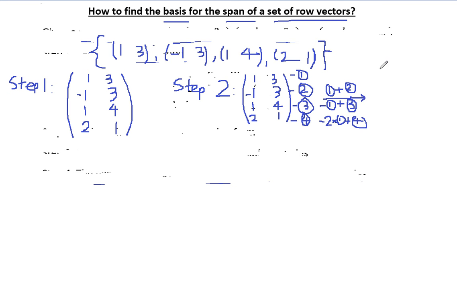Hence, the first row will not be affected: 1, 3. For row 2, it will be 1 minus 1 equals 0. For the second column, 3 plus 3 equals 6. For the third row, it is minus 1 plus 1 equals 0, and minus 3 plus 4 equals 1. For the fourth row, minus 2 times 1 equals minus 2, and minus 2 plus 2 equals 0. Then minus 2 times 3 equals minus 6, and minus 6 plus 1 equals minus 5.